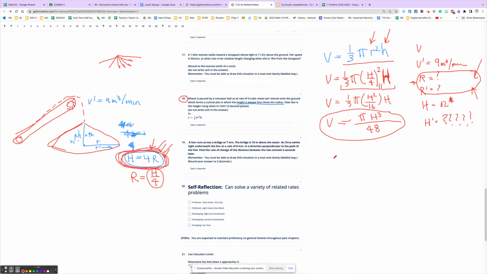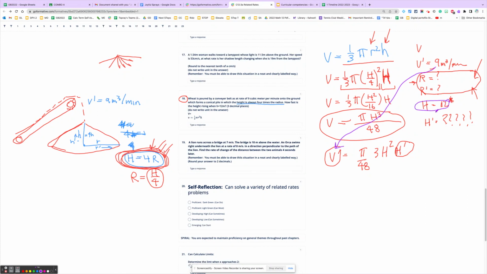At this point here, you're going to take the derivative. So dV/dt, which I'm going to call V prime, is going to be pi over 48. That's just the coefficient, which is then going to be multiplied by 3h squared h prime. Okay, and now we're going to isolate for h prime, and I'm going to trust that you know how to do that. We know what V prime is. It's right here. It's 9. So let me get this view. The color purple has not been used enough today. So the purple 9 goes there.